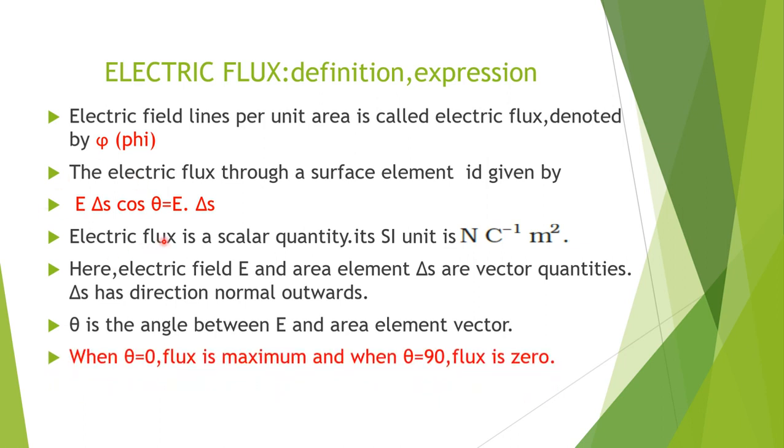Based on this equation, when theta is equal to 0, that is, the angle between the area element normal and the electric field is 0, along the same direction, the flux is maximum. That is the first case we have seen in the diagram. When theta is equal to 90 degrees, cos 90 is 0, so flux will be 0. So you get maximum flux when theta is equal to 0, which means the angle between the electric field vector and the normal vector is 0.